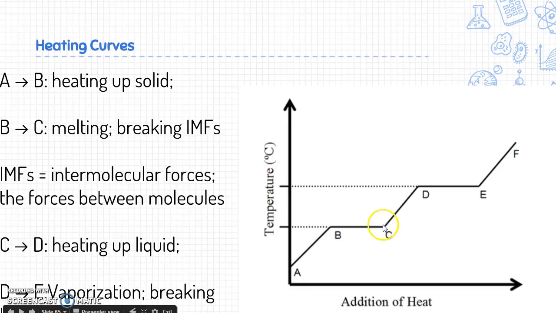At the point of C is where enough IMFs have been broken for all of the molecules to convert into the liquid phase. From C to D, the liquid is heating up. From D to E, once it reaches that temperature at D, that's when it starts to vaporize or boil. And from D to E is where that boiling or vaporization occurs. Again, from D to E, the temperature doesn't change because IMFs are breaking. So this addition of heat, this energy that's being added, is being added so that the IMFs break.